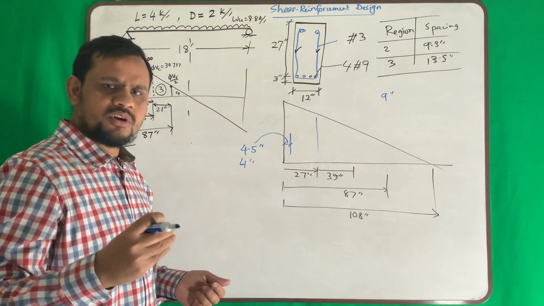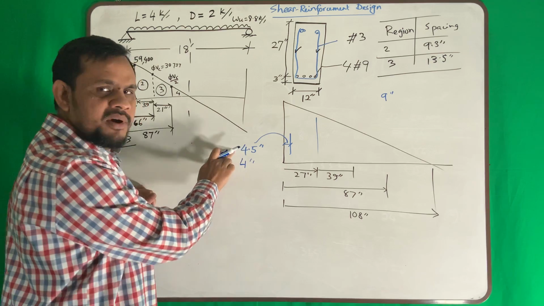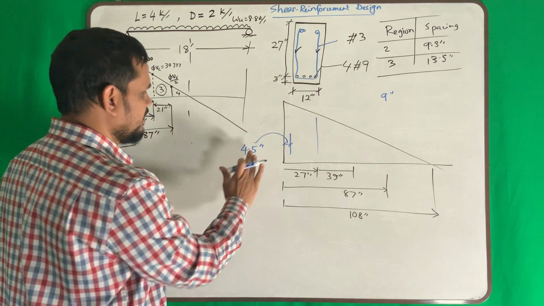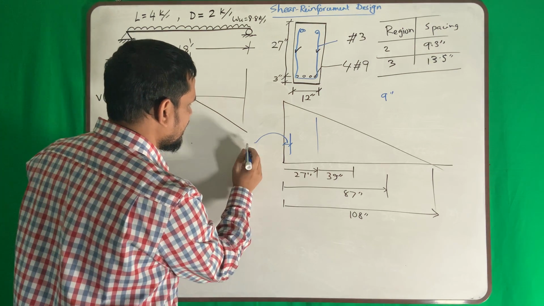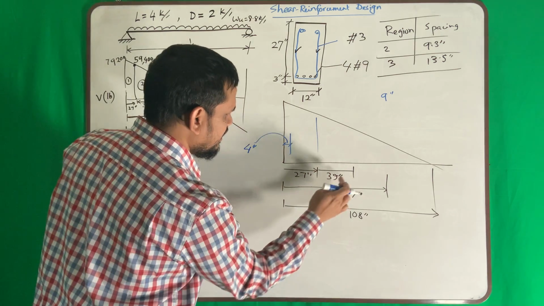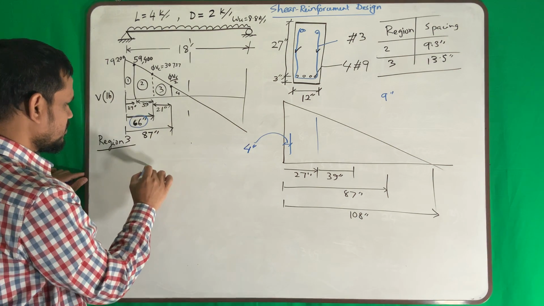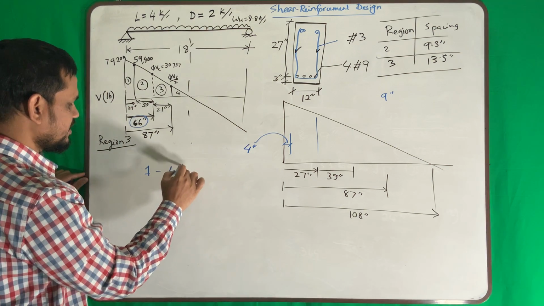Okay, so for practical purpose, I am designing 4 inch. Although 4.5 inch is good, there is no problem. So I am designing at 4 inch at the beginning. Okay, then up to this point, what is my distance? 66. So 1 bar at 4 inch.